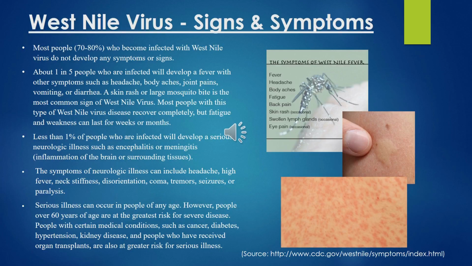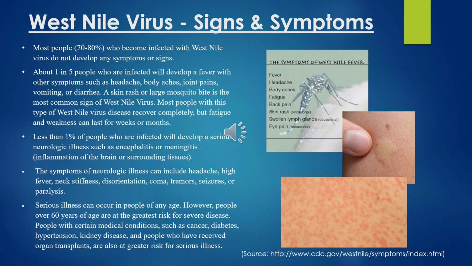Most people with this type of West Nile virus disease recover completely, but fatigue and weakness can last for weeks or months. Less than 1% of people who are infected will develop a serious neurologic illness, such as encephalitis or meningitis, which is the inflammation of the brain or surrounding tissues. The symptoms of neurologic illness can include headache, high fever, neck stiffness, disorientation, coma, tremors, seizures, or even paralysis.